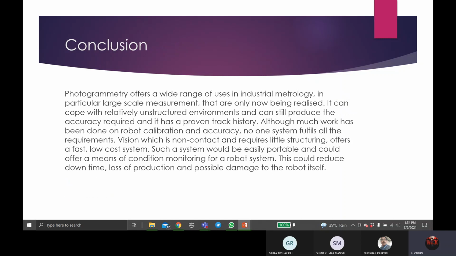Conclusion, mainly I can give is industrial metrology. This vision system is very useful, and high-end model companies have started using this because it reduces the basic disadvantages. It reduces manpower, but it increases production a lot. Loss of production will be there, but you need some time to decrease the loss of production, and there is a possibility of damaging the robot if it has not been maintained properly.